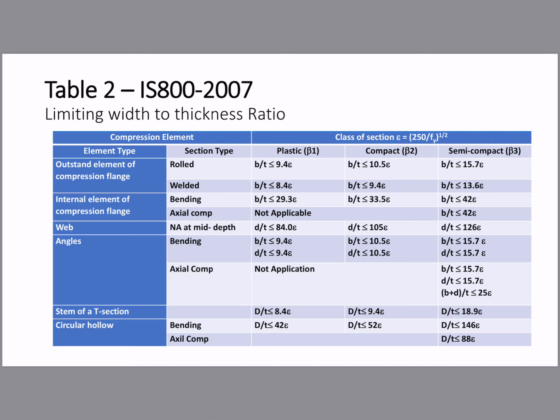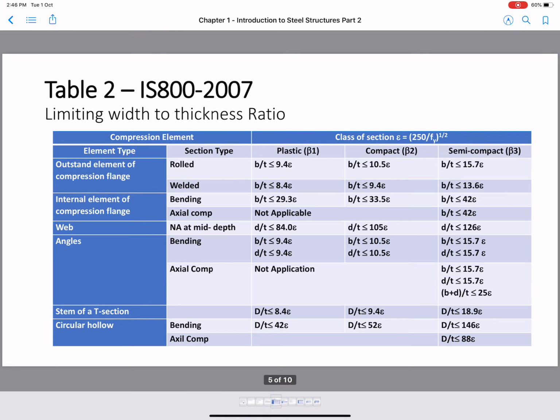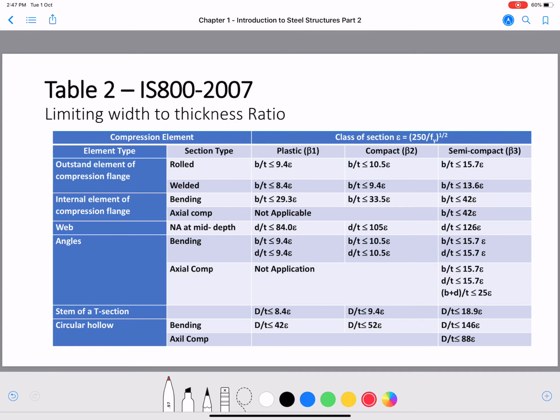IS 800 code, Table 2, clauses 3.7.2 and 3.7.4, gives more detail about section classifications based on outstand element or internal element. If you look at the code book, you can see there are outstand elements and internal elements, web elements, angle sections and all those things. There the plastic section has beta 1 given, the compact section has beta 2 given, and the semi-compact has beta 3 given. Beyond this limit is called slender sections, which are called class 4 sections as well.